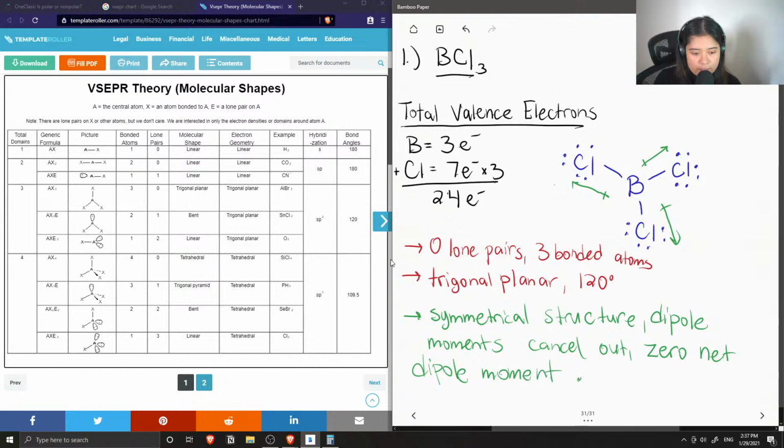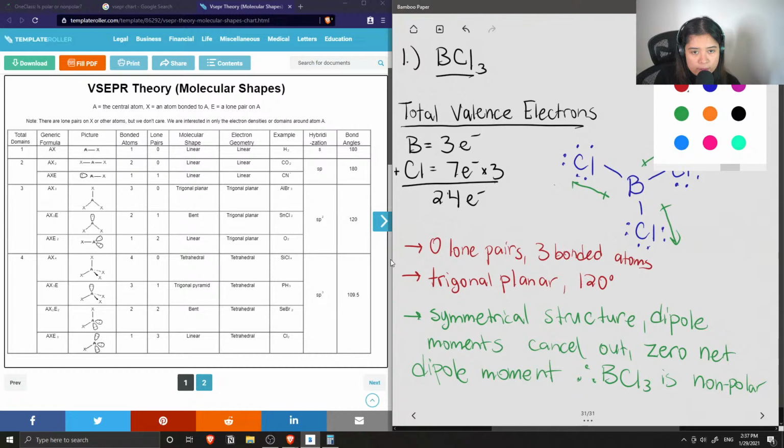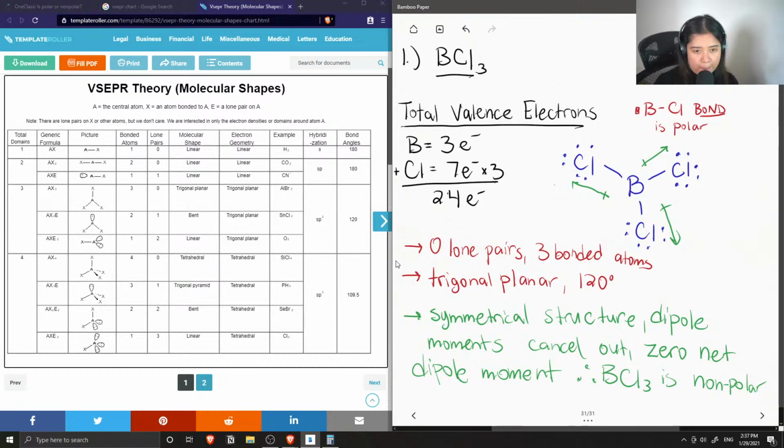So because of this, BCl3 is a nonpolar molecule, even though a boron-chlorine bond is polar. I'm just going to write up here, the boron-chlorine bond is a polar bond because of their electronegativity difference value. It's greater than 0.4 but less than 1.69.